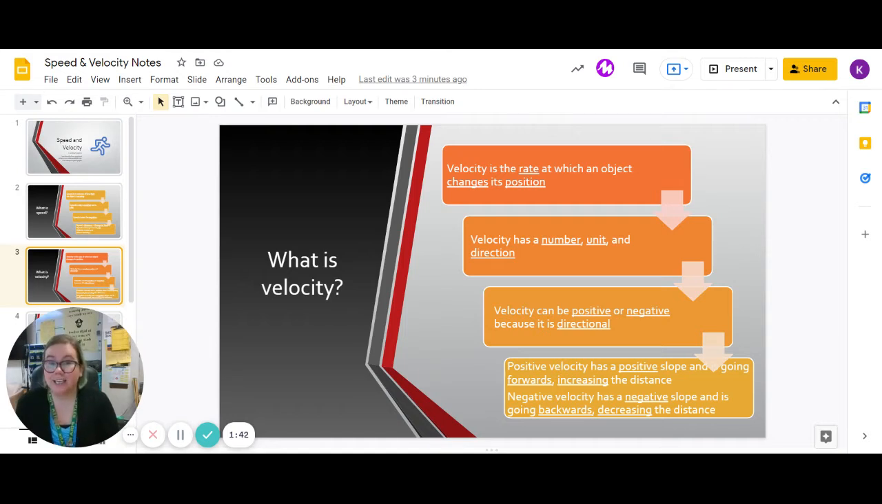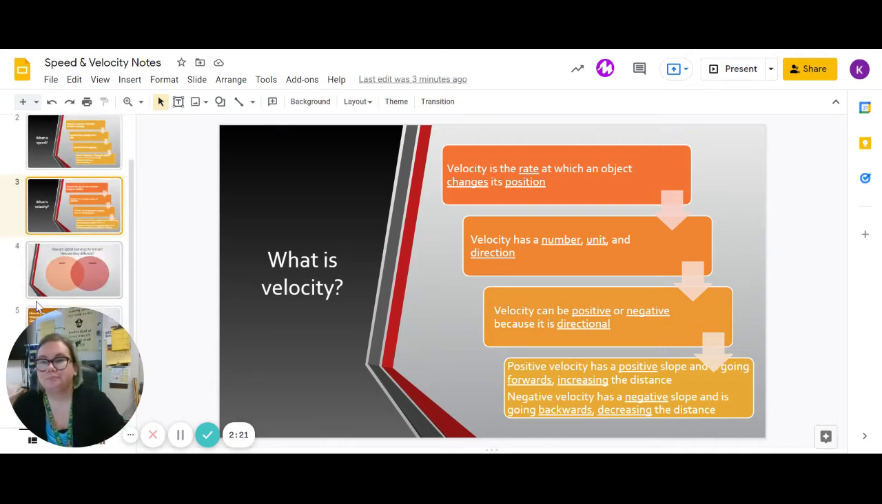And because it has direction, velocity can be positive or negative. That indicates which direction it's going, right? If we have a negative number, it might indicate somebody's going backwards. So positive velocity has a positive slope, and we'll talk about what that looks like on graphs in a minute, and is going forwards, increasing the distance. Whereas a negative velocity has a negative slope and is going backwards or decreasing the distance.